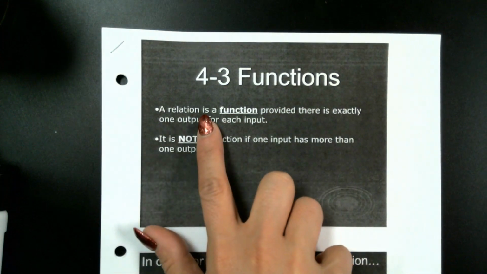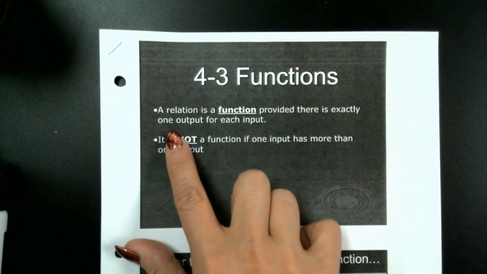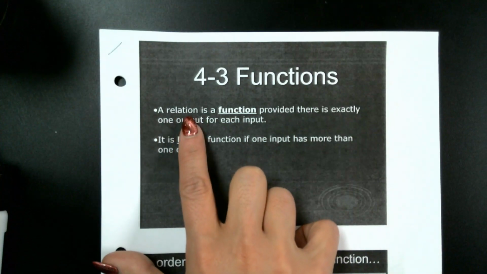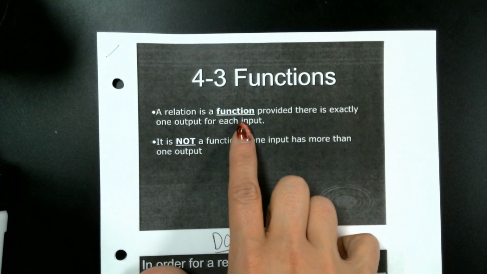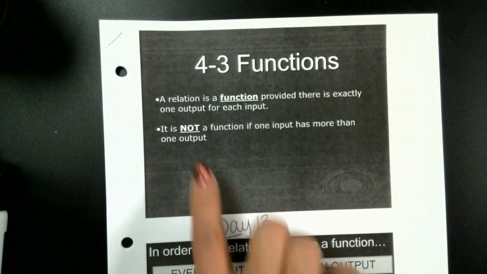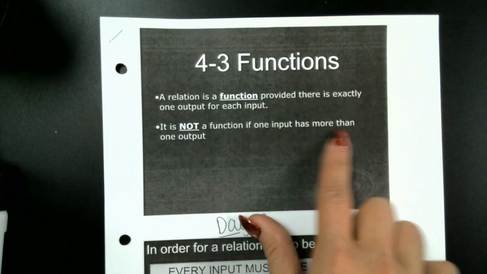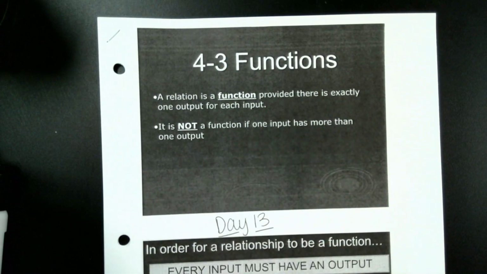Right off the bat, they give you this definition, the term that says a relation is a function provided there's exactly one output for each input. And it is not a function if one input has more than one output.